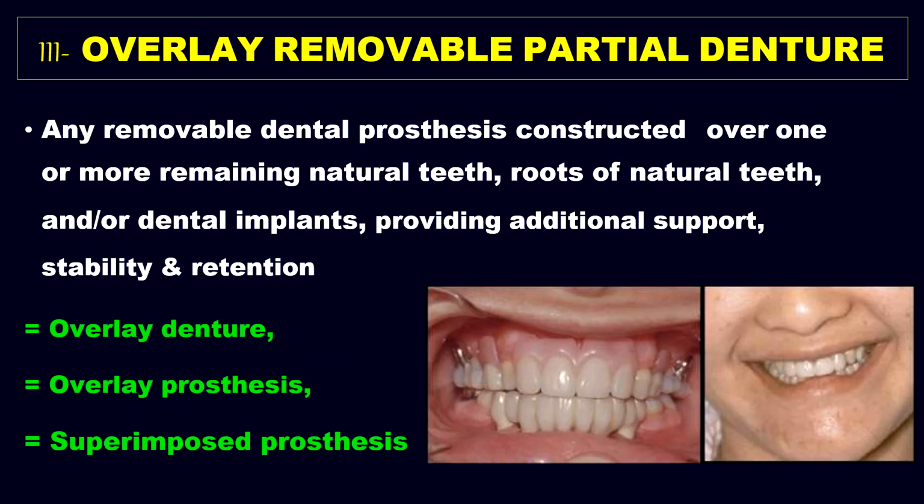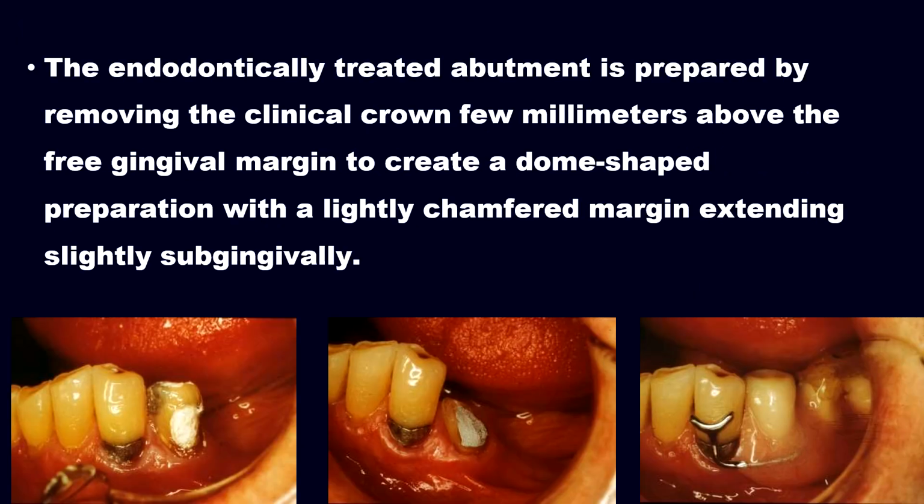Next is overlay removable partial denture. Any removable dental prosthesis constructed over one or more remaining natural teeth, the roots of natural teeth, and or dental implants, providing additional support, stability, and retention is called an overdenture or an overlay prosthesis. The endodontically treated abutment is prepared by removing the clinical crown a few millimeters above the free gingival margin to create a dome shape preparation with a lightly chamfered margin extending slightly subgingivally.